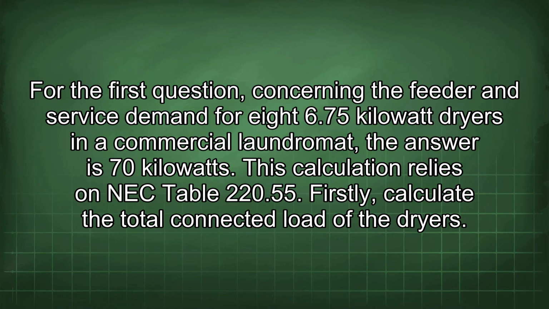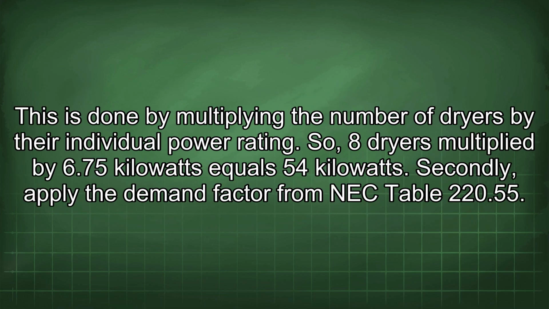For the first question concerning the feeder and service demand for 8 6.75 kilowatt dryers in a commercial laundromat, the answer is 70 kilowatts. This calculation relies on NEC Table 220.55. Firstly, calculate the total connected load of the dryers. This is done by multiplying the number of dryers by their individual power rating. So, 8 dryers multiplied by 6.75 kilowatts equals 54 kilowatts.